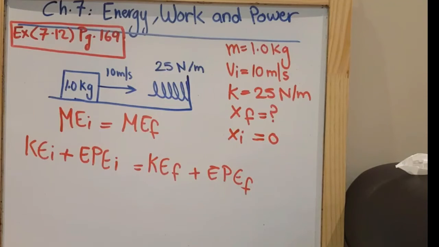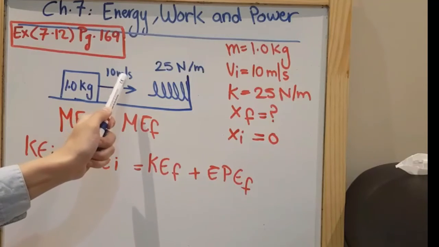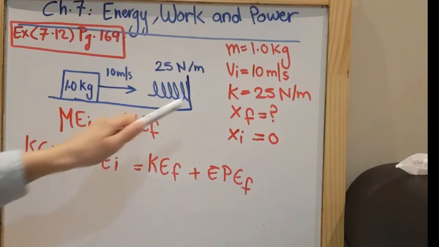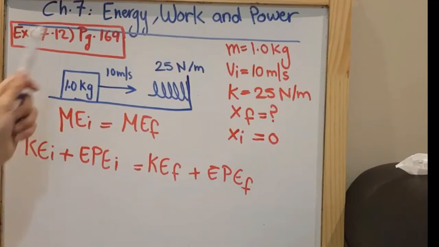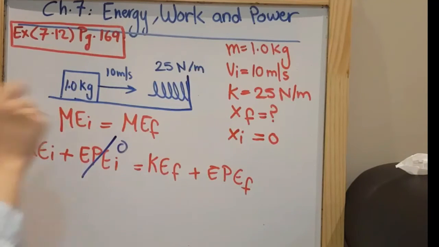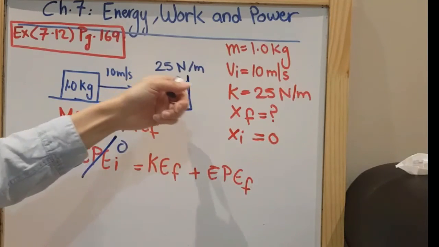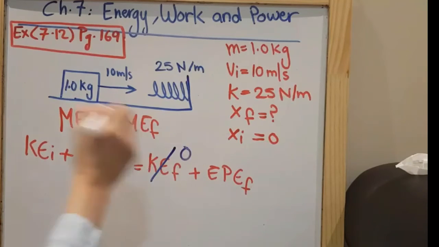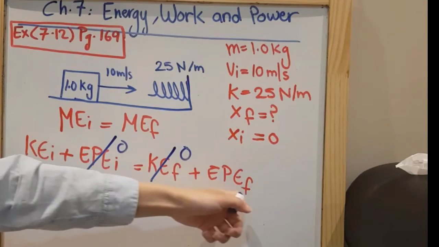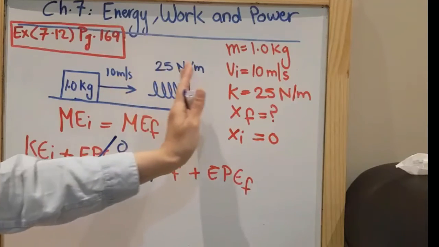Let's see what we are going to substitute here. First of all, before we substitute, what are we going to cancel? Now, kinetic energy initial, for sure it's not 0 because the block was moving with 10 meters per second. Elastic potential energy initial of the spring before the block reaches it, we said it is 0 because the spring is at rest, at equilibrium position. No compression, no stretch. Kinetic energy final, we said at the maximum compression of the spring, kinetic energy final is 0 because V is 0. Elastic potential energy final, for sure it's not 0 because it is compressed.